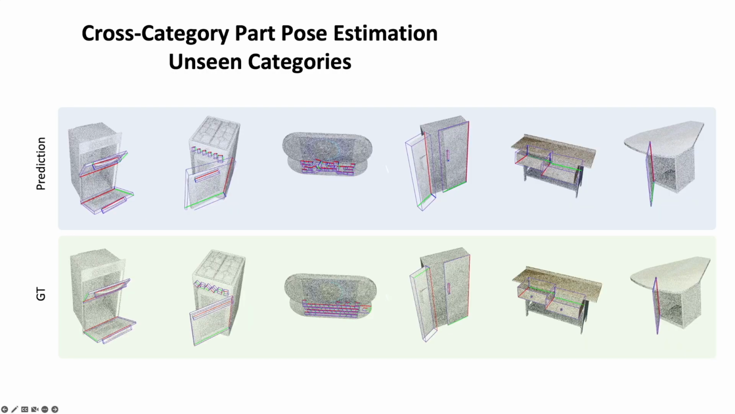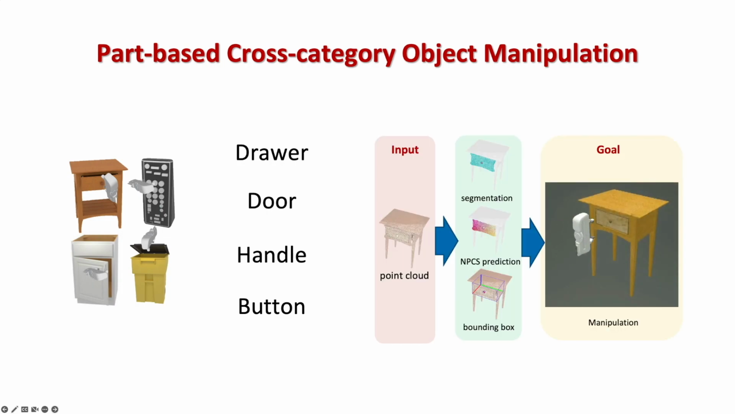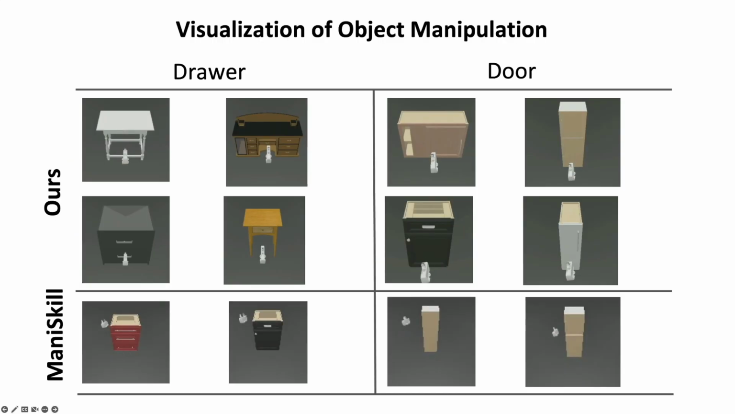In this work, we also set up a benchmark on cross-category part-based object manipulation in the Sapien simulation environment, including 4 tasks: opening drawers and doors, using handles, and pressing buttons. To examine the generalizability, we collect novel objects from seen and unseen object categories to construct test sets on seen and unseen categories. Given the predicted part poses from our networks, we devise simple heuristics to generate grasping poses and complete the tasks, thanks to our interaction-aware part pose definition.